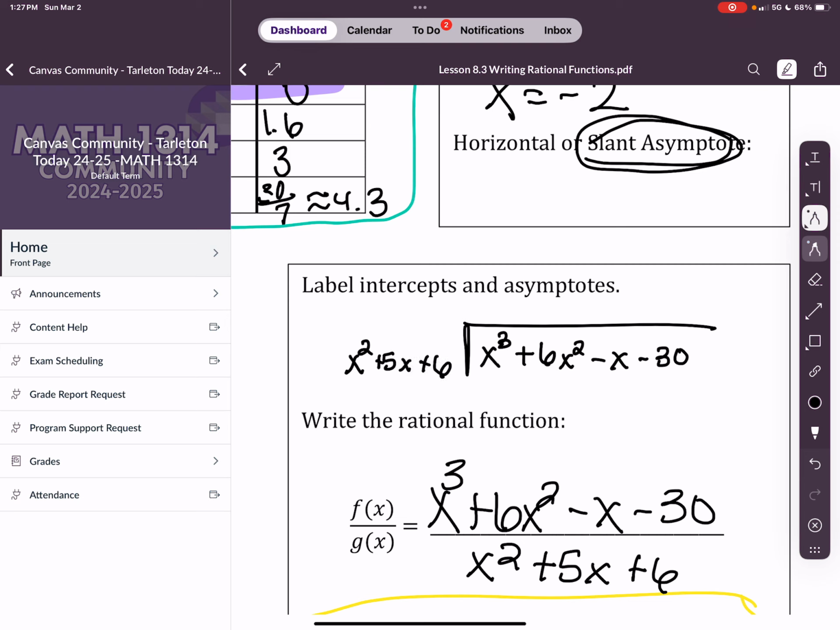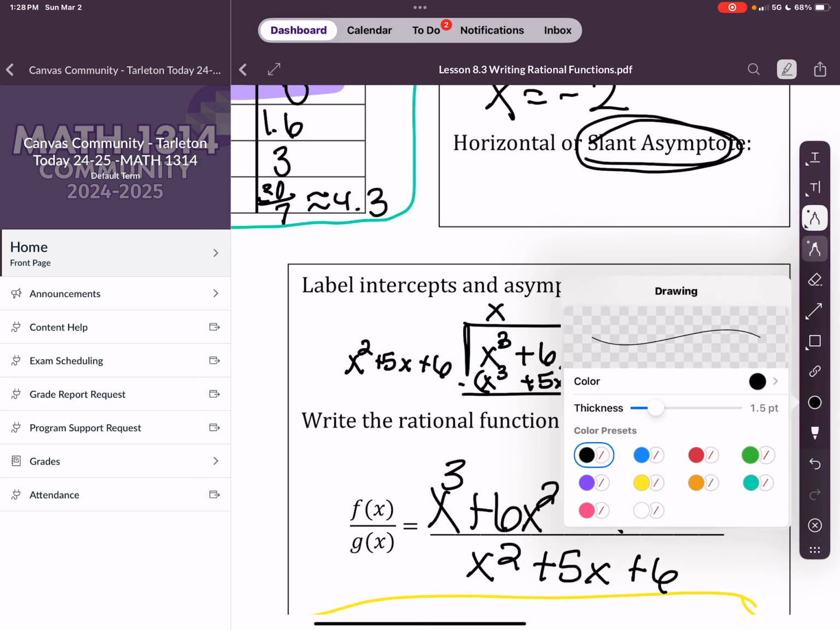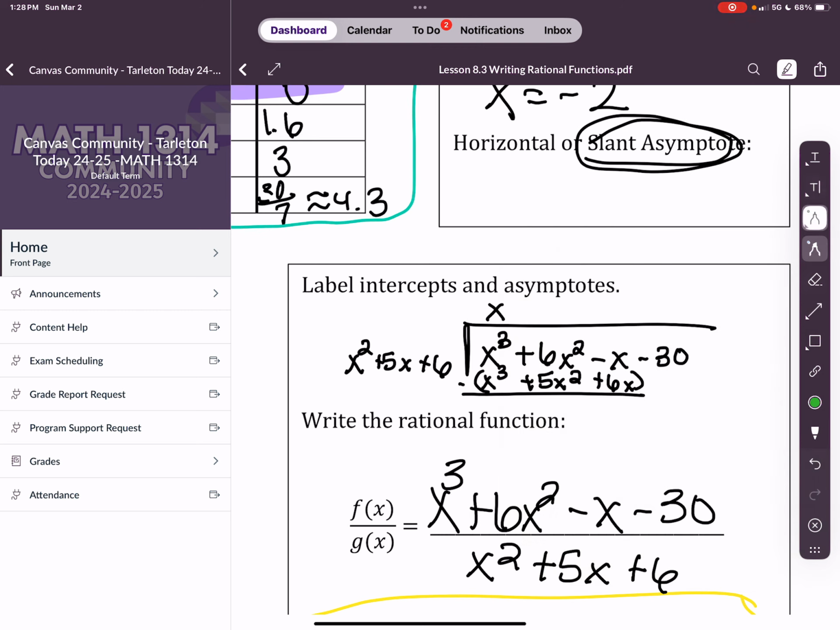Okay. So what I need to ask myself is, what can I multiply x squared by to give me x cubed? And the answer would be x. So when I take x squared times x, I get x cubed. x times 5x gives me 5x squared. And x times 6 gives me 6x. Okay? And so now I'm going to subtract these. And I'm going to use a different color because I like using different colors. So x cubed minus x cubed cancels. 6x squared minus 5x squared just gives me x squared.